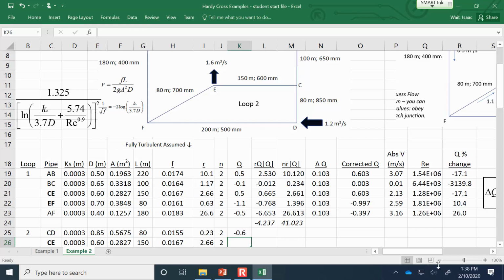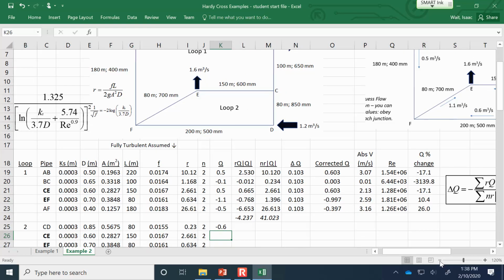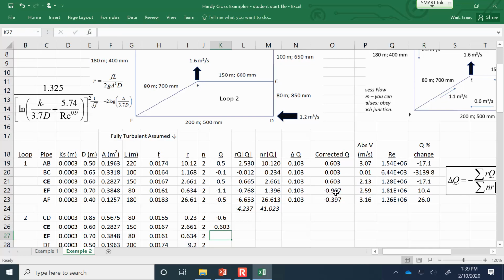Now CE, I don't want to put in my guess flow rate because I can do better than that. I now have an updated flow rate. Over here in the previous loop, it was saying this corrected flow rate for CE. So I'm going to say equals negative of that. And the negative because now I'm in the perspective of loop 2. So the directions are different whenever you're in the other loop. And then the same thing for EF equals the negative of this corrected flow rate.